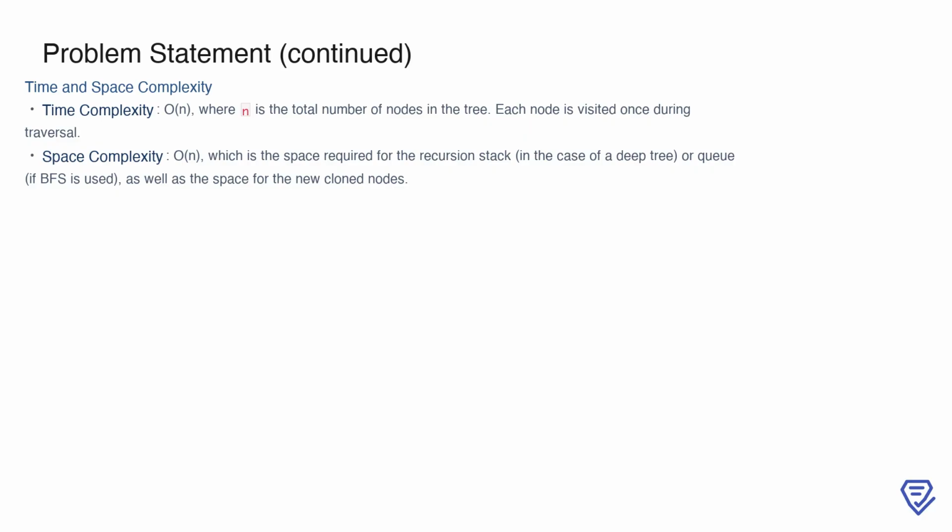Therefore, the time complexity of your solution should be O(n), where n is the total number of nodes in the tree. As for space complexity, it depends on the traversal method you choose. If you use a recursive approach, the space complexity will be O(n) due to the recursion stack, especially in the case of a deeply nested tree. Alternatively, if you use an iterative approach with a queue for breadth-first traversal, the queue size could also grow to O(n) in the worst case. Additionally, you'll also need O(n) space for the new nodes in the clone tree.